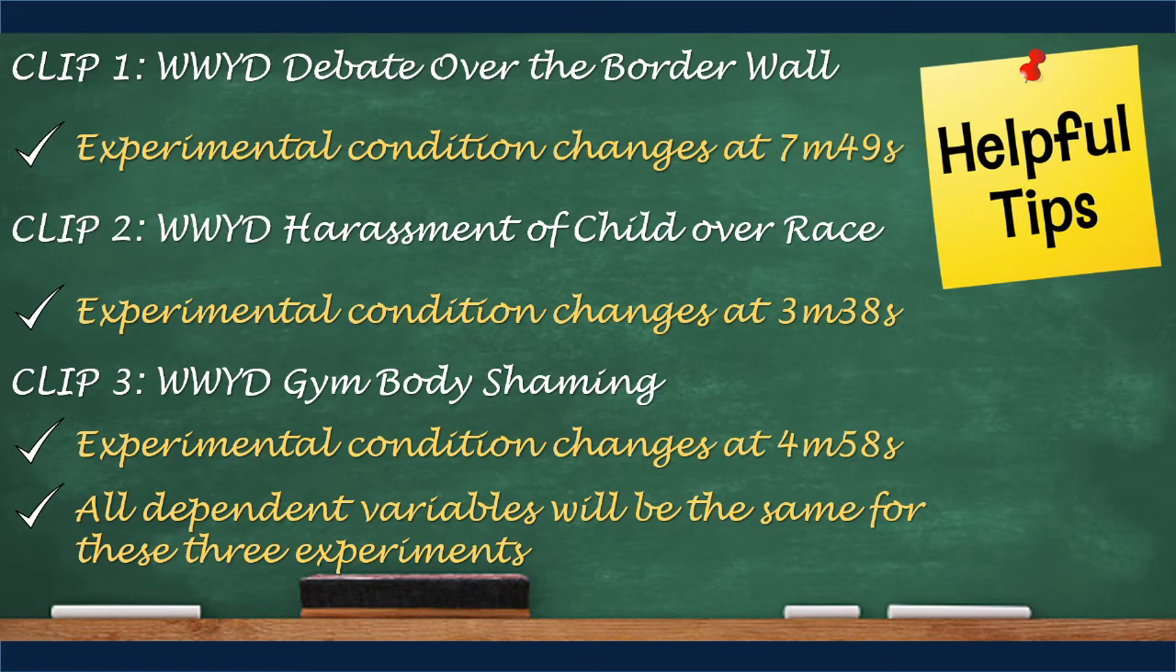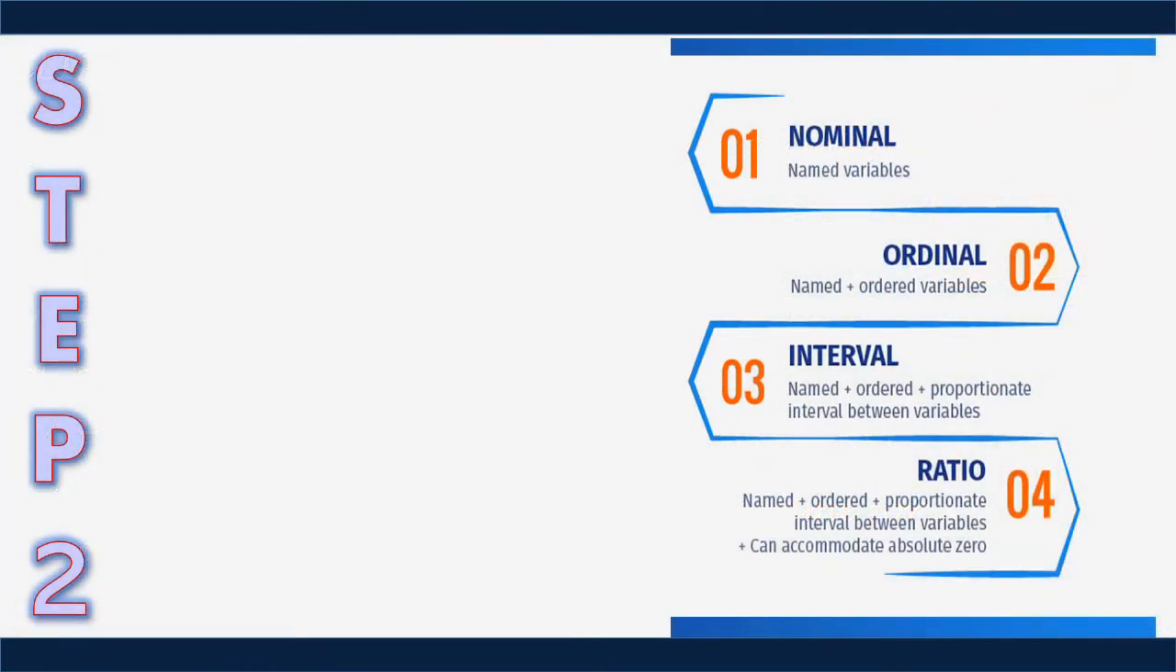One other important thing to keep in mind is that the dependent variables will generally be similar or the same across the 3 experiments, and that relates to the overall thesis of the show. After identifying the independent and dependent variable in each clip, I want you to take it a step further and tell me how each variable is scaled, whether it's nominal, ordinal, interval, or ratio.